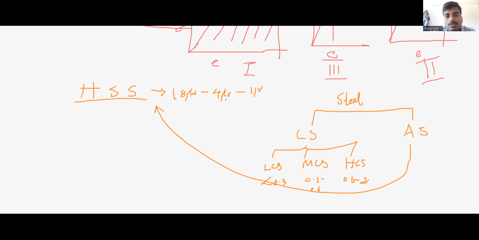And 1% vanadium is added to impart strength and wear resistance, and vanadium also has a tendency to form vanadium carbide.